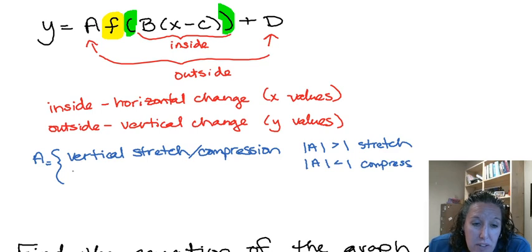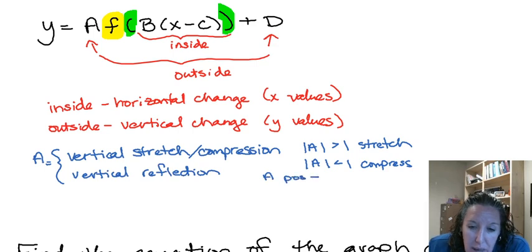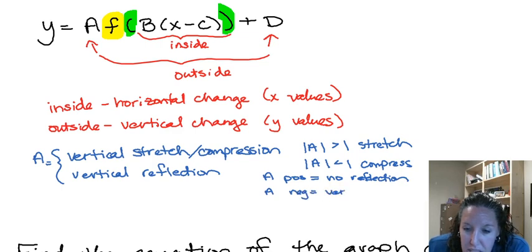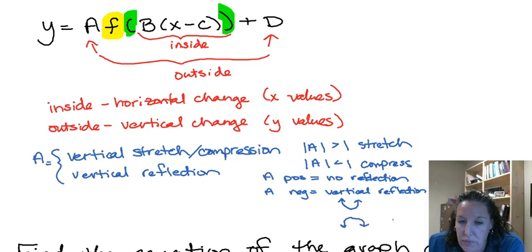And it's also going to give you some information about a vertical reflection. So if a is positive, then that means no reflection. If a is a negative number, then that means there is a vertical reflection. And a vertical reflection is going to be something going up, flipping to something going down.